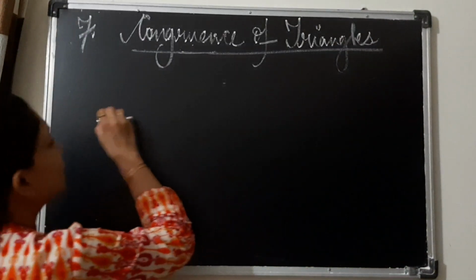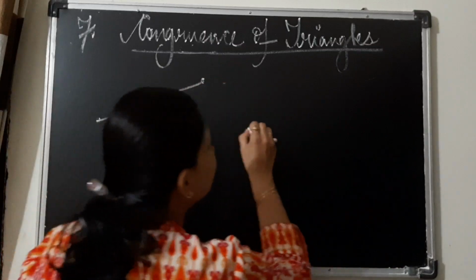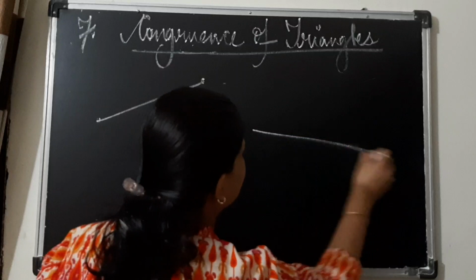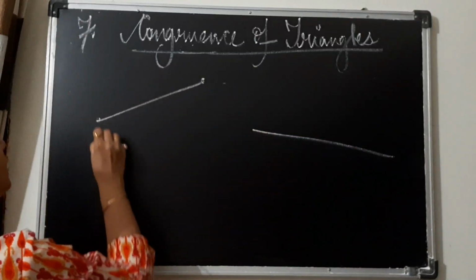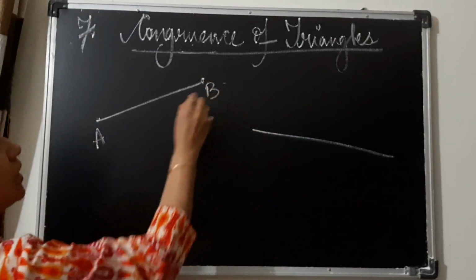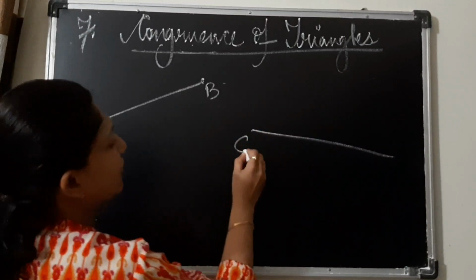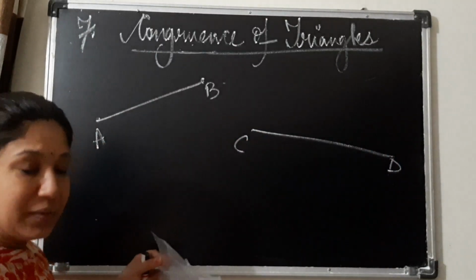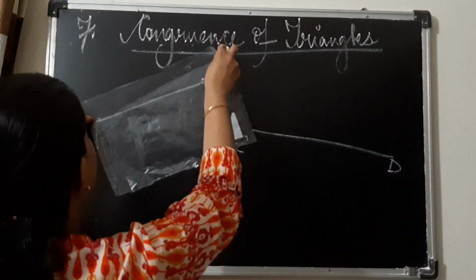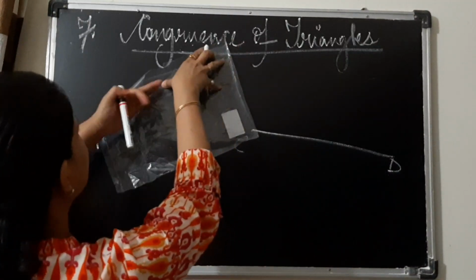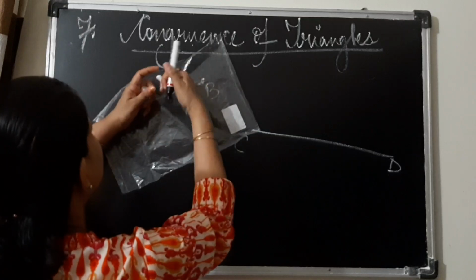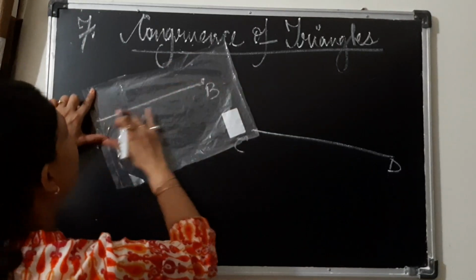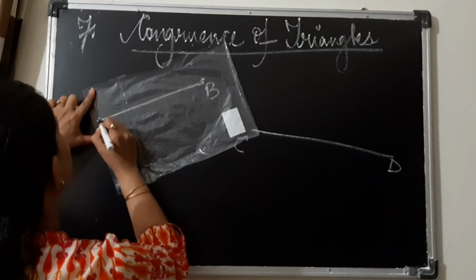Now what you have to do? Take out your rulers, draw a pair of line segments without measurement. It should be straight, okay? And label it. Let this line segment be AB and this line segment be CD. Now take out your tracing paper and place it on line segment AB. Wait. AB. Correct?